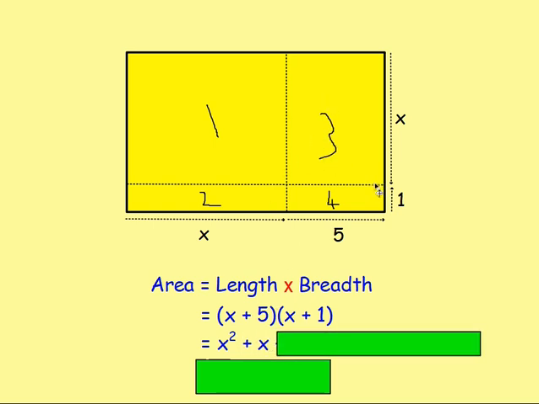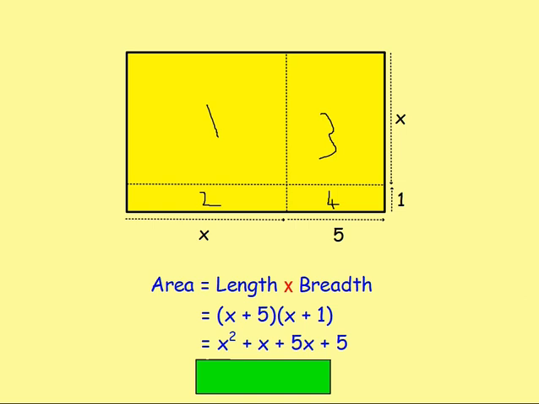With the third one, the length of it from here to here is going to be 5. We know that, that's just at the bottom, so that's going to be 5. We're multiplying that by the breadth, so it's 5 times x, which is 5x. And with this here, the length times the breadth is going to be the 5 times by the 1, so you'd have a plus 5.